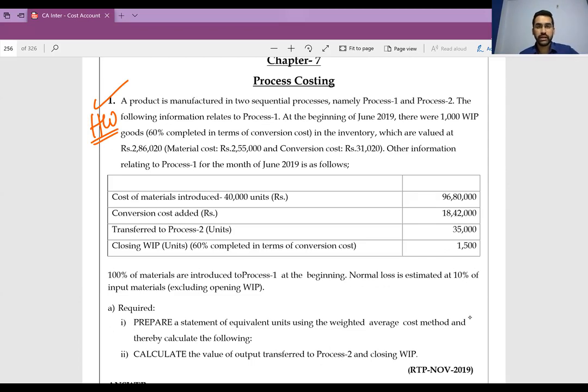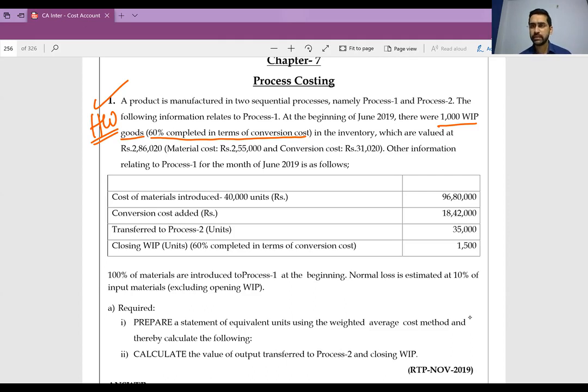A product is manufactured in two sequential processes, namely process 1 and process 2. The following information is related to process 1. At the beginning of June, there were 1000 WIP goods. Beginning means opening, yeah. 60% completed in terms of conversion cost. Listen to me. Somewhere in the introduction class, I told you this. What is conversion cost? You convert raw material to finished product. To convert RM to FG, what else you have to incur? Two things: labor and overhead. That means 60% completed in terms of labor and overhead.